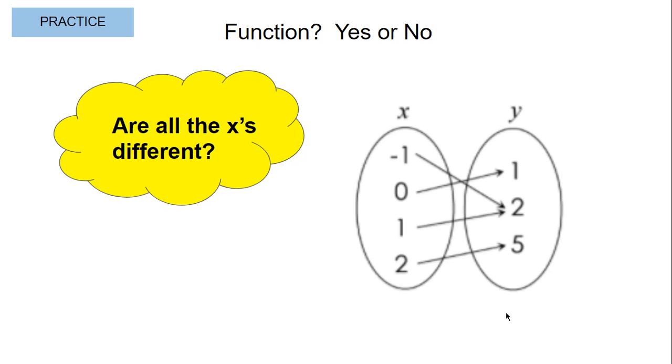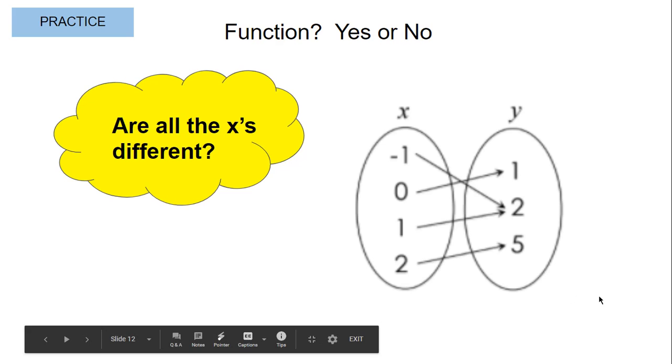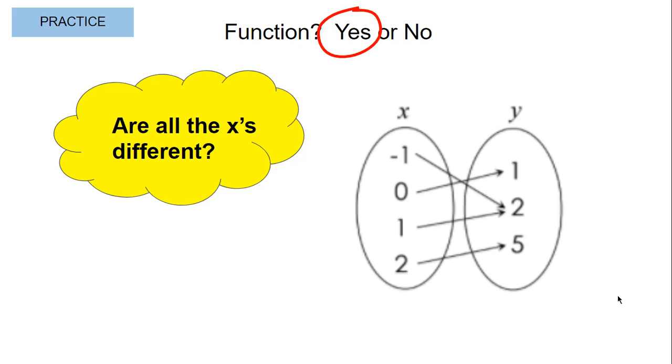Let's practice. Is this a function, yes or no? Are all the x's different? The answer is yes. There is only one line coming from each x, or one arrow.